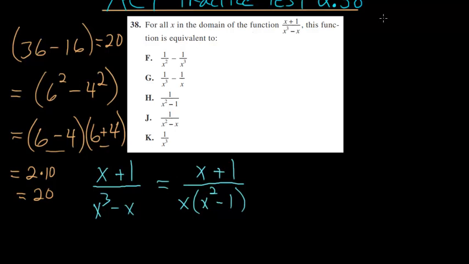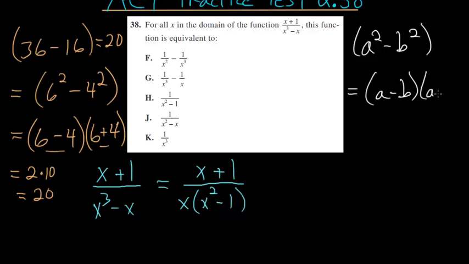So this method works, and let's generalize it using variables. If we have a squared minus b squared, we can write this as a minus b times a plus b. With this in mind, let's go down to our function and apply this principle to this x squared minus 1. We have x plus 1 in the numerator, and then x times this x squared minus 1, but this is a difference of two squares, since 1 you can think of as just 1 squared.